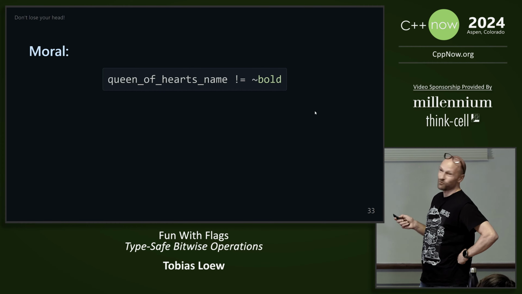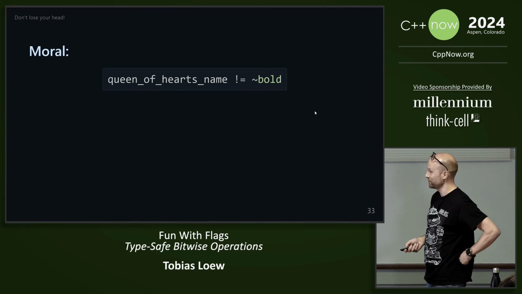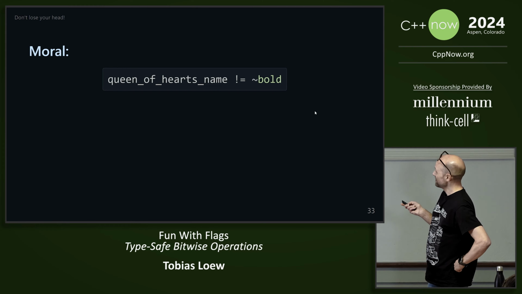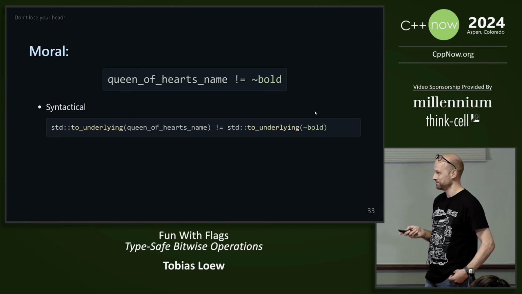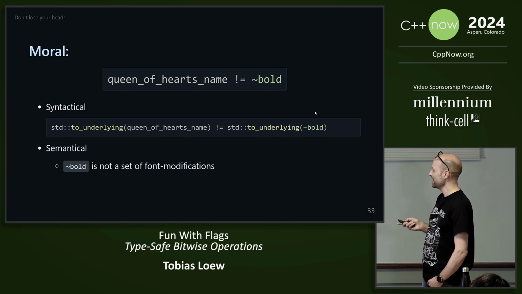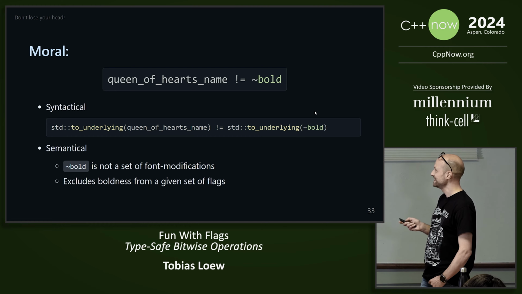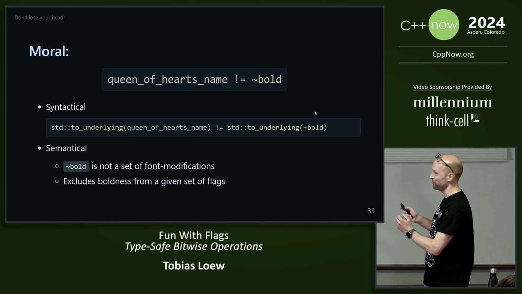So, what's the moral of this tale I told you? Apart from that the queen is not really a nice person, the main moral is that QueenOfHeartsName is not equal to not bold, in two ways. In a syntactical way, that the underlying value of QueenOfHeartsName is not equal to the underlying value of not bold. And in a semantical way, that not bold is not a set of font modifiers, but it's there to exclude boldness from a given set of flags or font modifications.